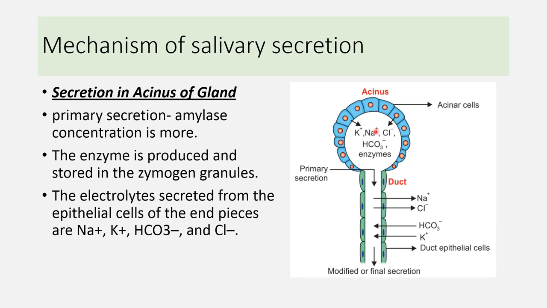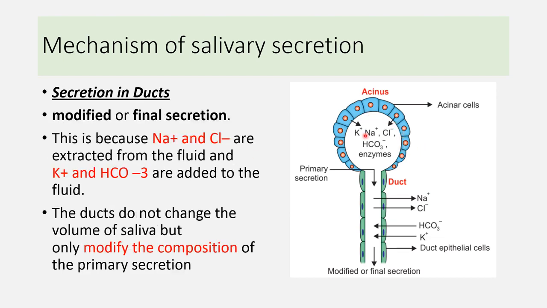They are secreted in the cavity of the acinus and then pass through the duct cells, where the primary secretion is modified and the final secretion is produced. This is because of the reabsorption of sodium and chloride in the ductal cells as well as the secretion of bicarbonate and potassium. The ducts do not change the volume of the saliva, they only modify the composition of the primary secretion. Because of the reabsorption of sodium and chloride, their concentrations in saliva are less, and because of the secretion of bicarbonate and potassium, the concentration of potassium is more in saliva.